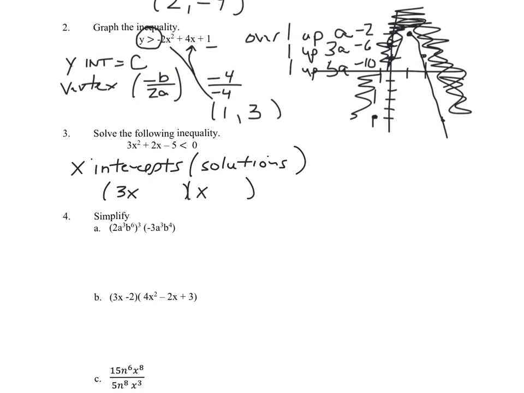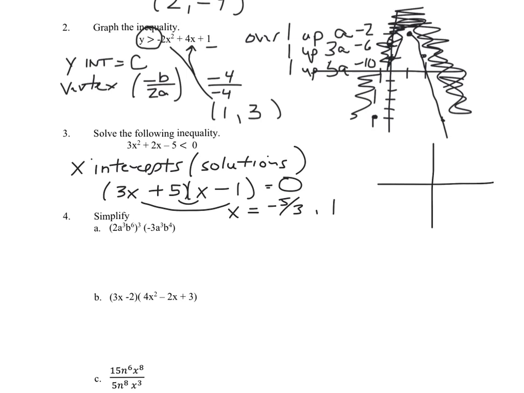I need 5 and 1. It's 5x and 3x. I need a positive 2x, so I need a positive 5x minus 1. Therefore, my solutions are a negative 5/3, positive 1, which means this parabola will cross the x-axis at 1 and at a negative 5/3.